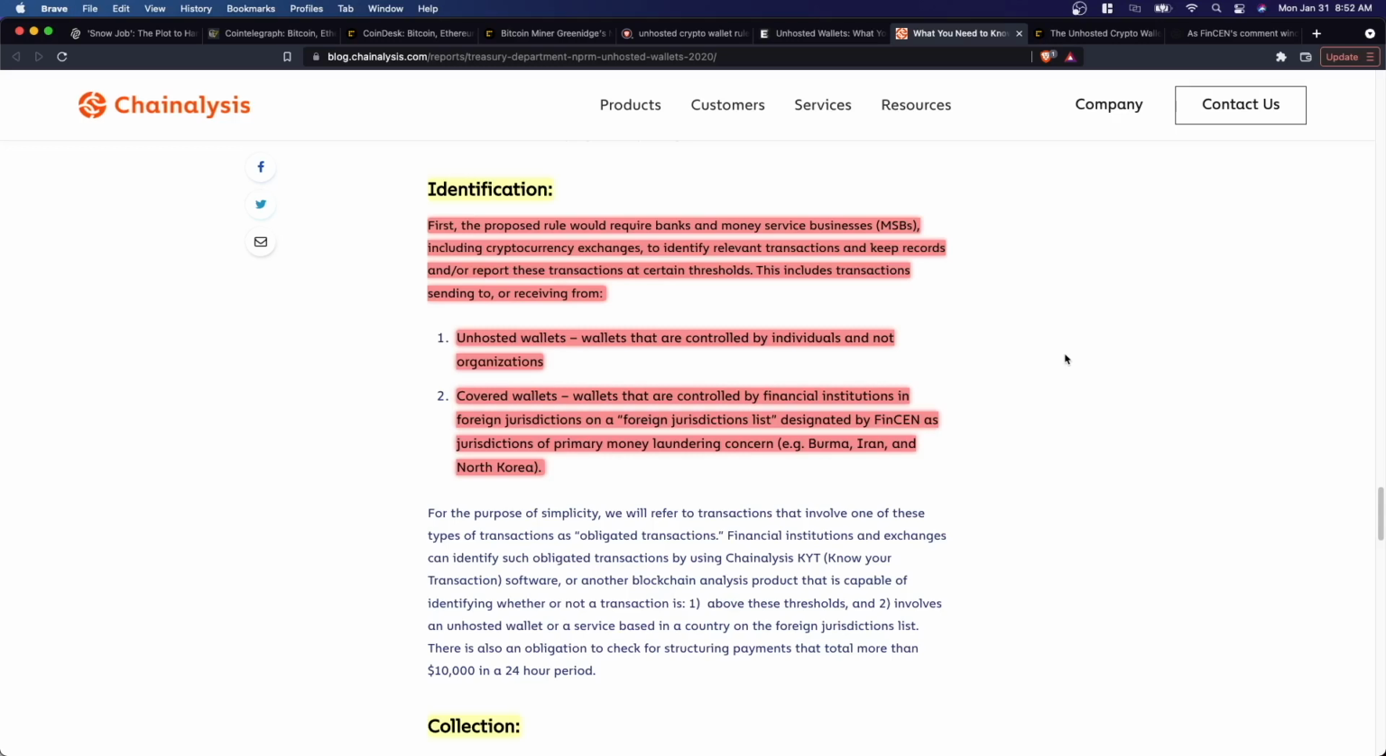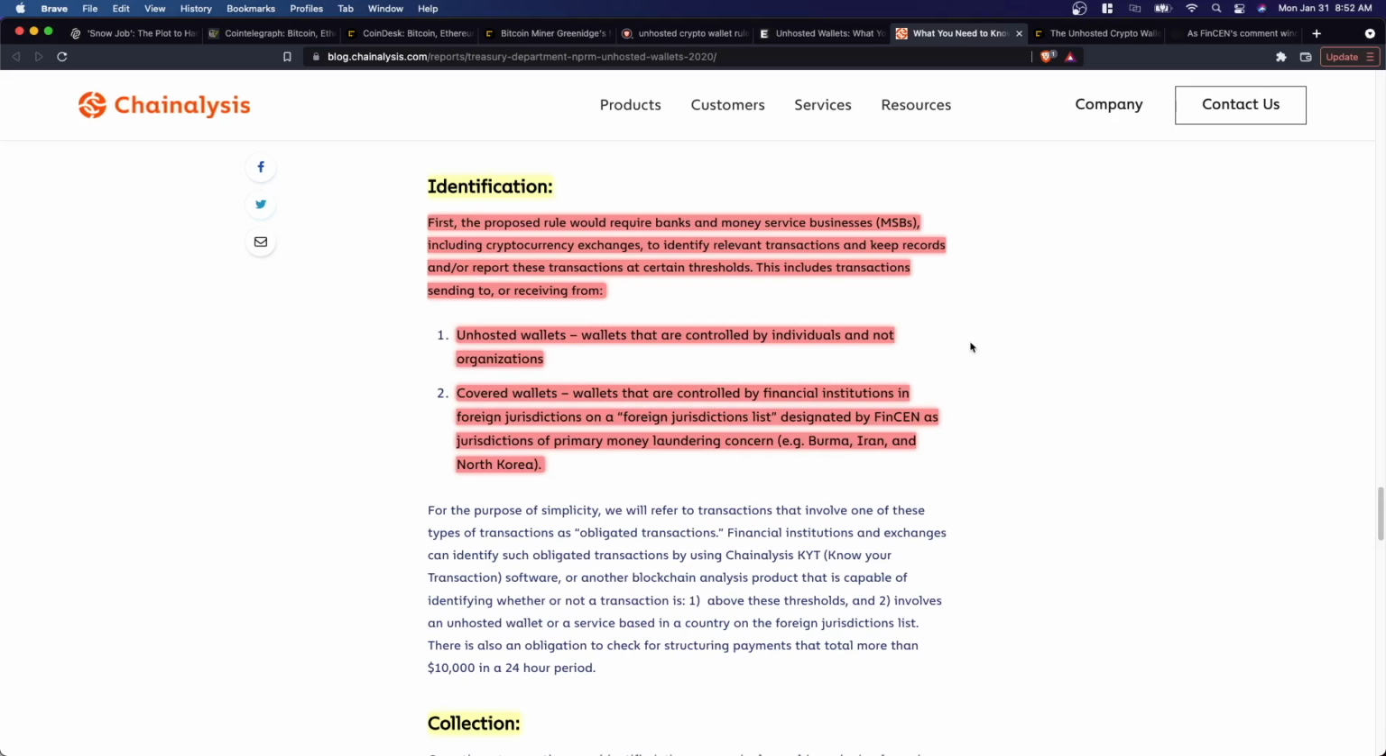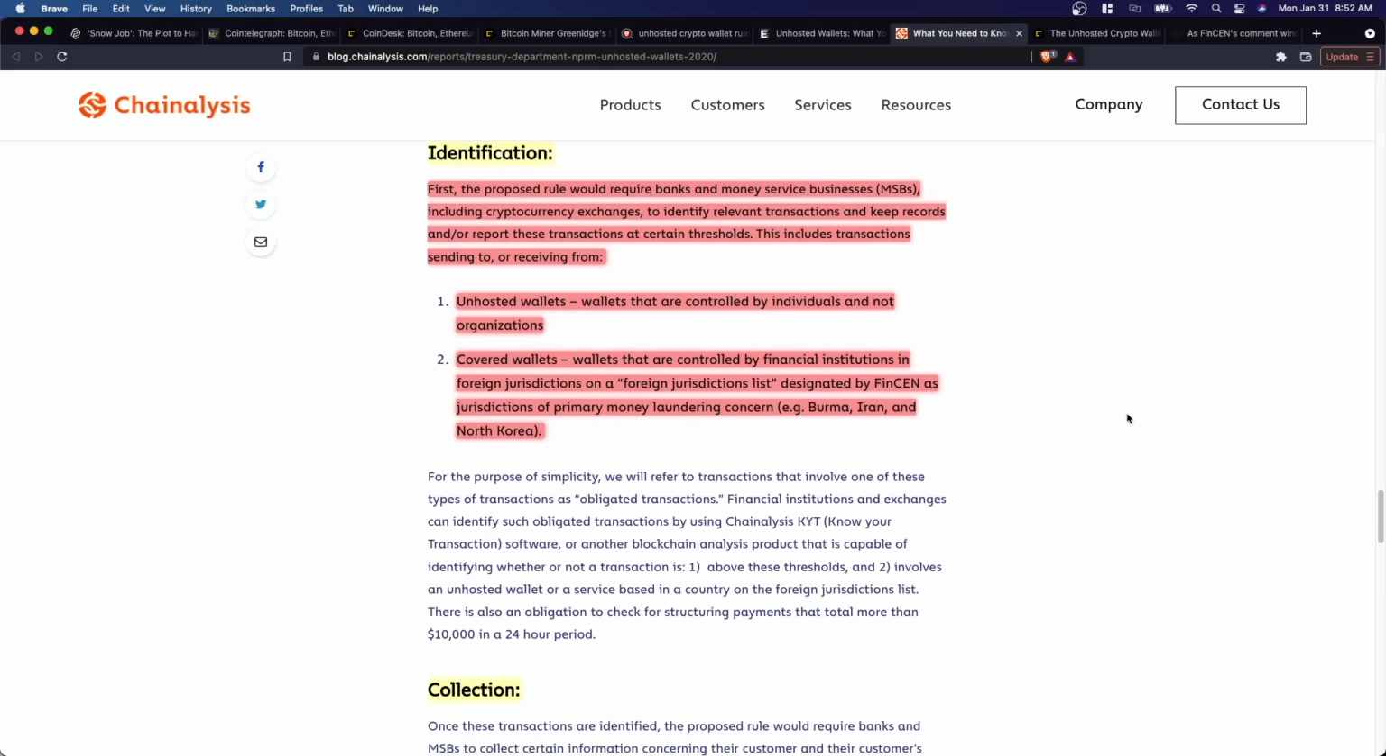This includes transactions sending to or receiving from 1. Unhosted wallets, wallets that are controlled by individuals and not organizations, and 2. Covered wallets, wallets that are controlled by financial institutions in foreign jurisdictions on a, quote, foreign jurisdiction list designated by FinCEN as jurisdictions of primary money laundering concern, for example, Burma, Iran, and North Korea.